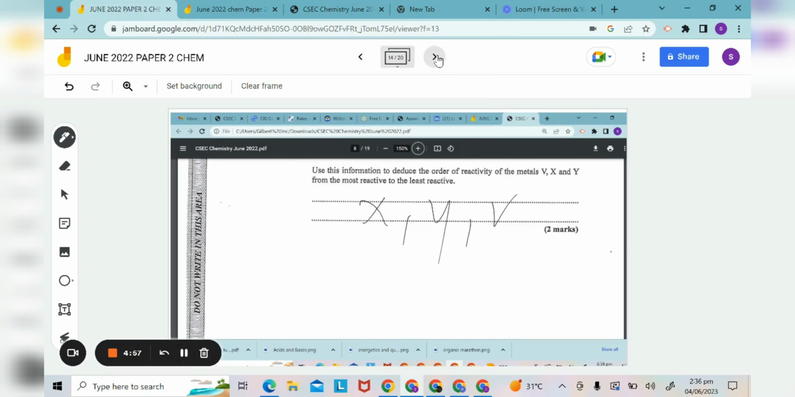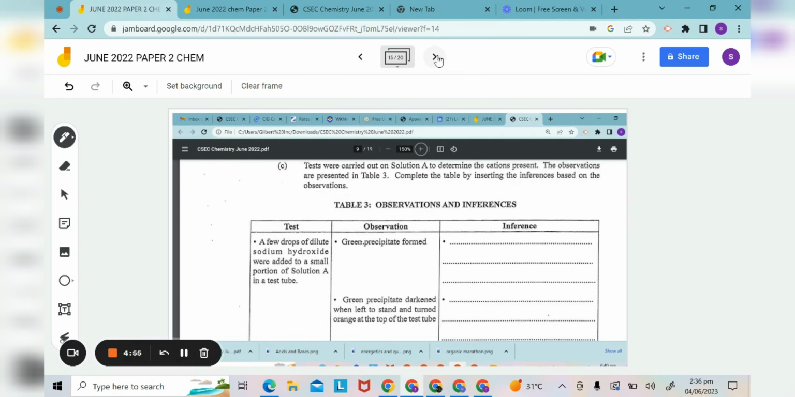Okay, so let's press on to the next question, right? It says tests were carried out on a solution A to determine the cations present. The observations are presented in table 3. Complete the table by inserting the inferences based on the observations. So a few drops of dilute sodium hydroxide were added to a small portion of solution A in a test tube. It says a green precipitate was formed, which is indicative of a certain cation.